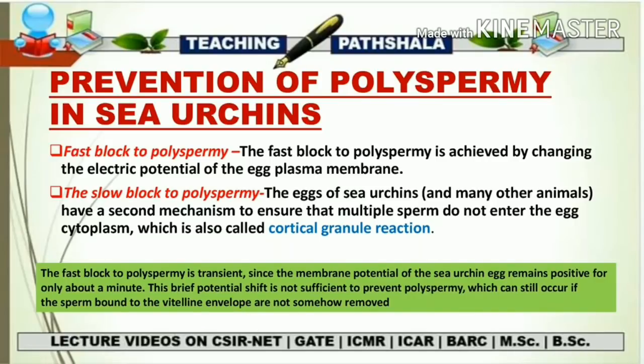So the chance is that if some sperm are still bound to the egg surface, then after the electrical potential reverts back, they can make their entry inside the cell, and polyspermy will occur again.